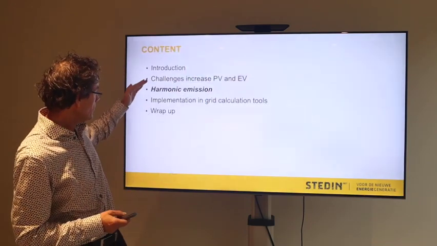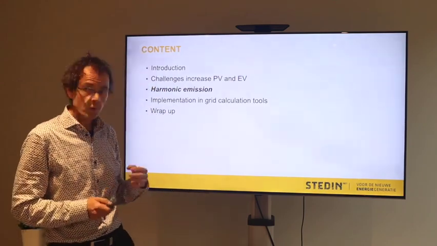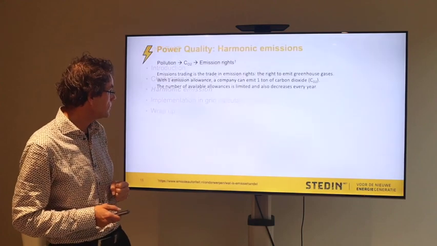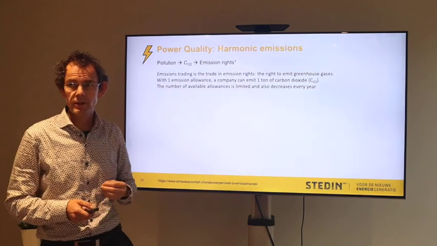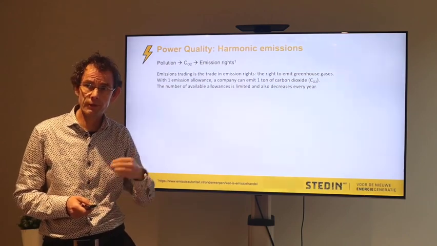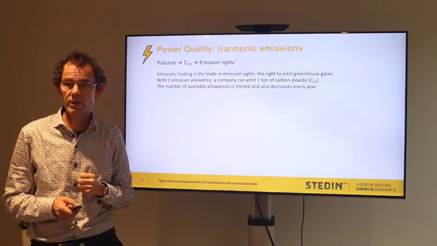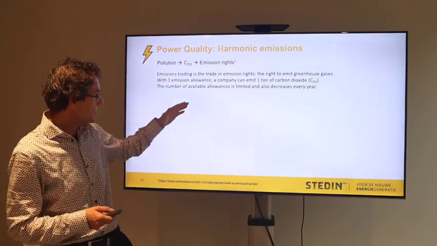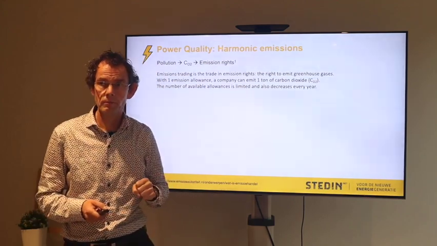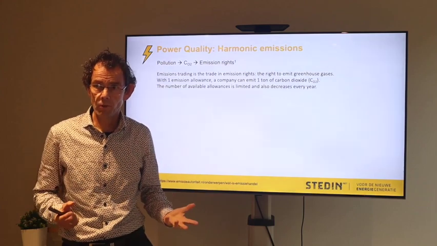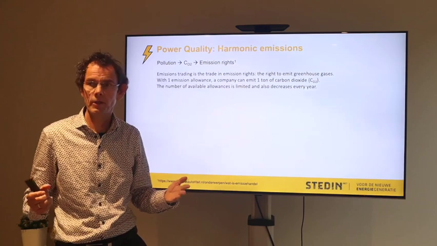So that's about the challenges. Now we're going to the harmonic emissions. Why is that so important? Let's see how that works with pollution, the CO2. You know, this problem with the farmers, the emissions is kind of trading, as you know. We have a limit, as the Netherlands, and it decreases every year. So in the total package on pollution, there is a kind of limit, and every industry has a part of it.